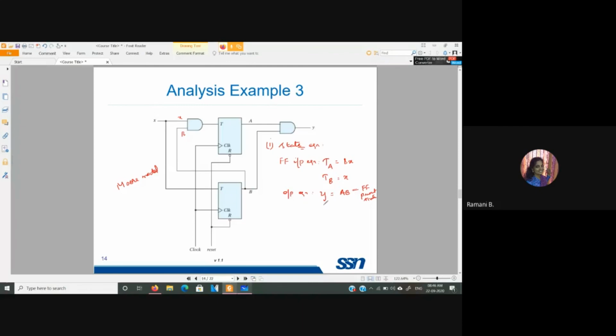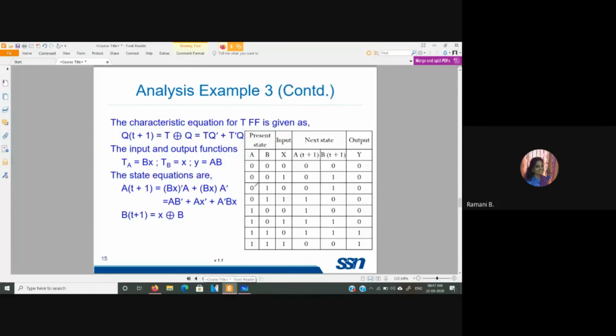Now with this state equation, we know for a T flip-flop, Q of t plus 1 is equal to Q XORed with T. So here you will have A of t plus 1 equal to A XORed with TA, and B of t plus 1 is B XORed with TB. Now for this we need to write the state table. So the state table is given over here.